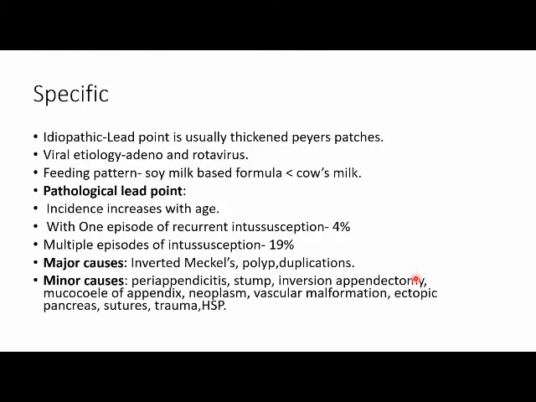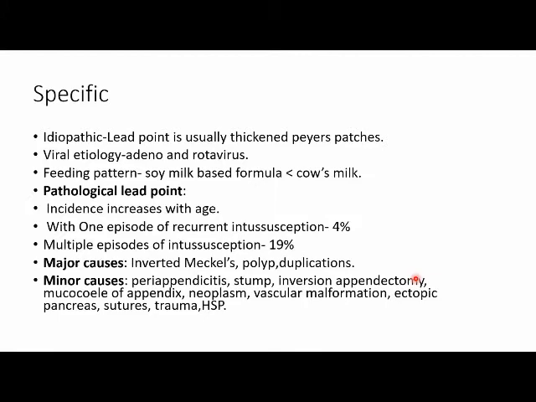Coming to the specific classification, predominantly I told you that they are idiopathic, and the lead point is usually thickened Peyer's patches. Peyer's patches are predominantly seen in the ileum. So whenever there is a viral prodrome or a viral infection or gastroenteritis, there can be hypertrophy of the Peyer's patches, which in turn can act as a lead point in most of the idiopathic cases. And viral etiology as such points towards two viruses. One is rotavirus and the other one is adenovirus.